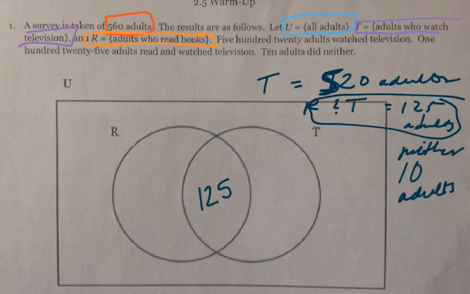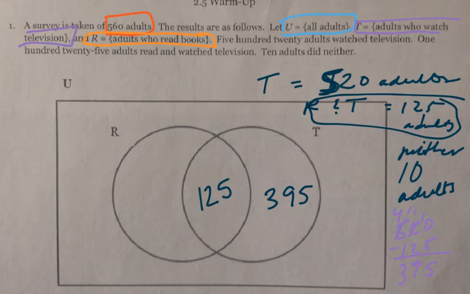So to find out what goes here, we take the total number of adults that watch television and we subtract the 125 we already encountered. So 520 minus the 125 gives us 395 people who watch TV but don't also read. So if I added 125 plus 395 together, I'd end up with that 520 adults that watch television.